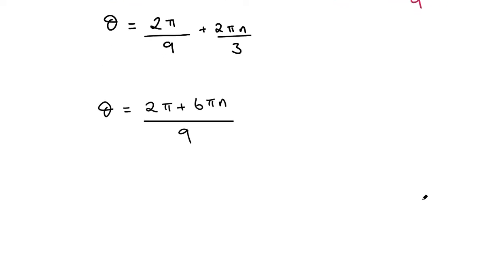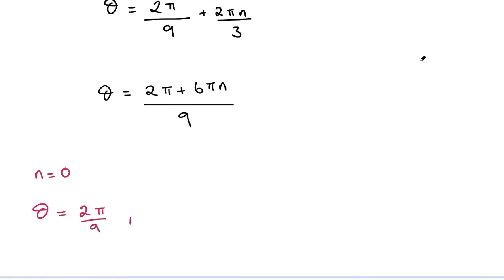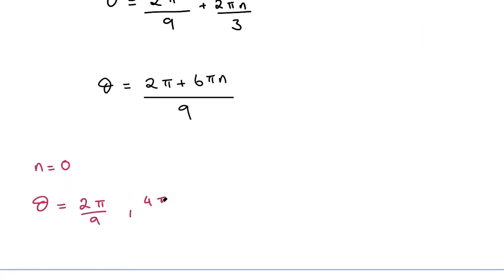So I'm going to then have, in this scenario, let's try n is equal to 1. Actually, we'll go slower, we'll go to n is equal to 0 first. In this little function that we have, we're going to have theta is equal to 2 pi over 9, because this part, 6 pi n, works out to be 0. I'll also have, from this one over here, 4 pi over 9, because the 6 pi n also works out to be 0. So that's if n is equal to 0.